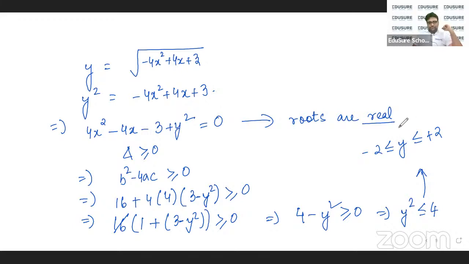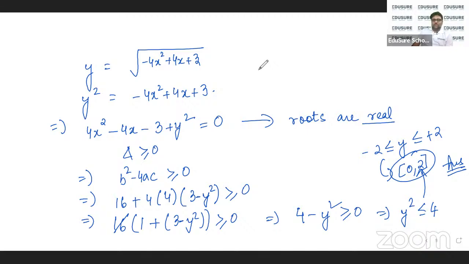Okay. Now, under root, I cannot ever have a negative number. So the range cannot have the negative part. It will only have the positive part, which is 0 to 2. 0 to 2. All right. That is my answer. 0 to 2.